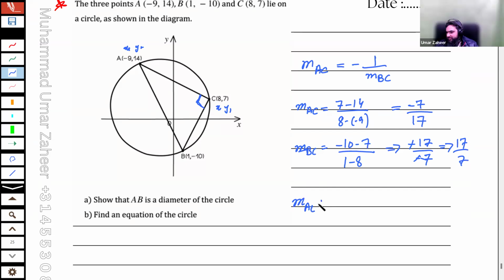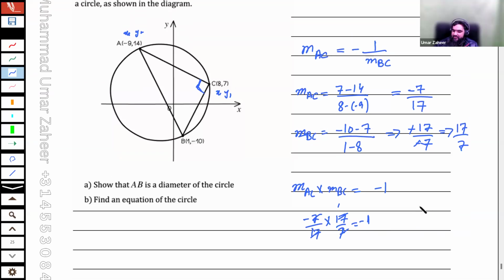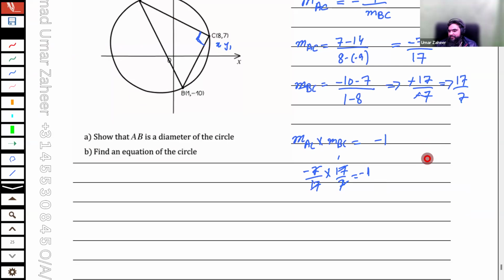The gradient of AC multiplied by the gradient of BC will be equal to minus 1. So look here, we will get minus 7 over 17 times 17 over 7, which is equal to minus 1. The answer is minus 1. This means that these lines are making a 90-degree angle.